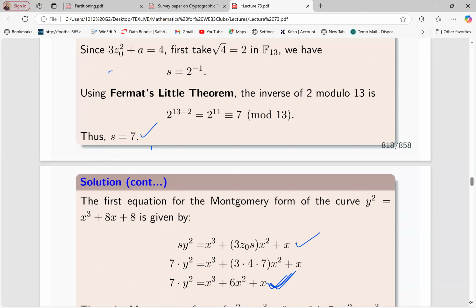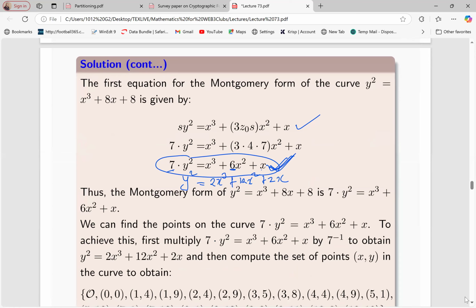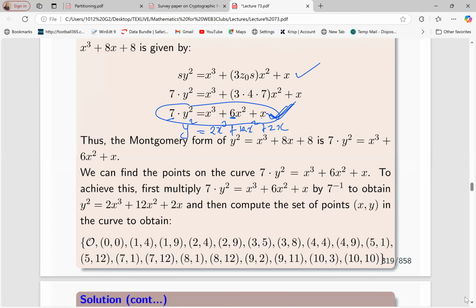Now, supposing you want points for this Montgomery curve, you could do the same thing you've been doing. Multiply this equation by the inverse of 7, which is 2. When you multiply this by 2, you get y squared. This one by 2 will be 2x cubed, and this one by 2 will be 12x squared, and this one by 2 will be 2x. That is if you want to get points to this curve. So that then gives you this.